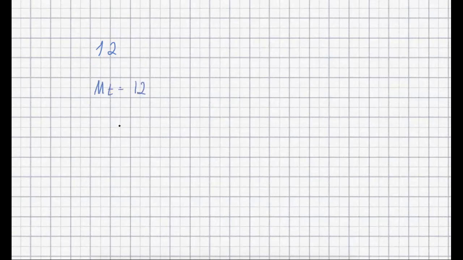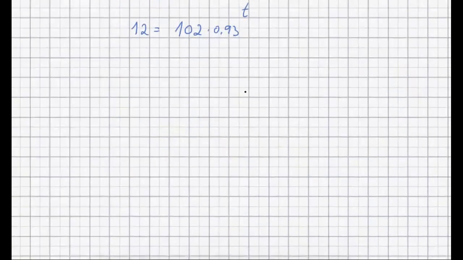The MO is what we're starting with, the 102. The T is what we don't know. And the Q is still 1 minus the percentage. The Q doesn't change. So the Q stays 0.93. And now you have this equation. Show me how to solve it.